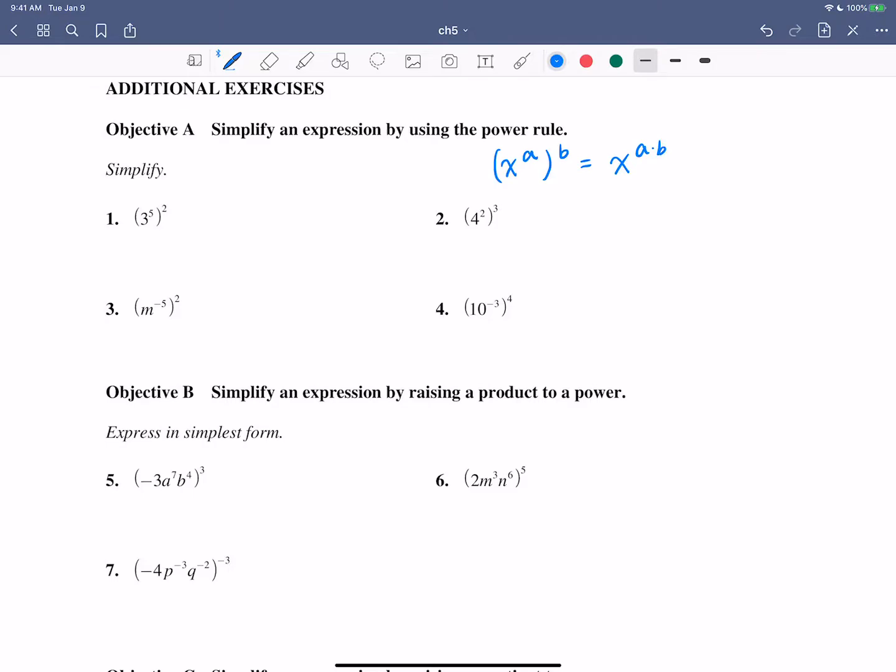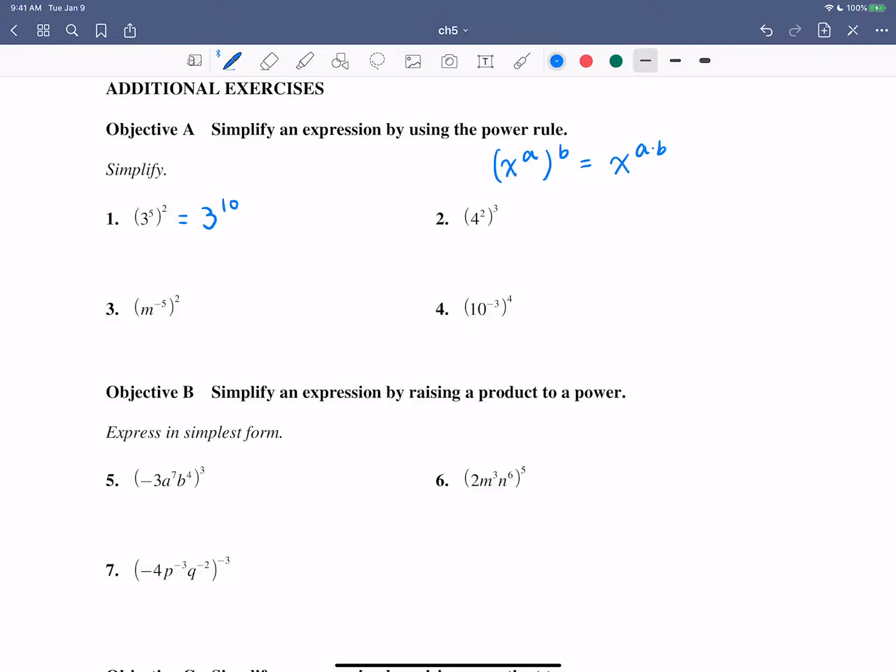Number 1, 3 to the 5th squared. This one is a typical example of raising an exponent to another exponent. We simply keep the base and then multiply the exponents. 5 times 2, that is 10. Therefore, our answer is just 3 to the 10th. And you don't have to actually calculate what this value is. 3 to the 10th is already good.